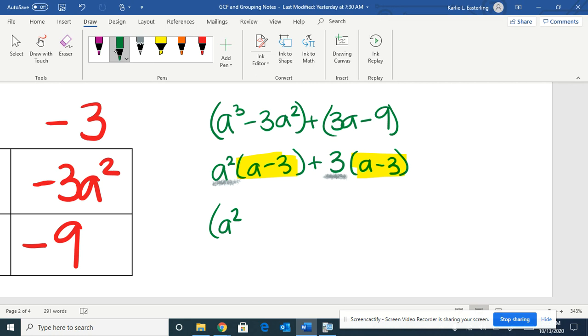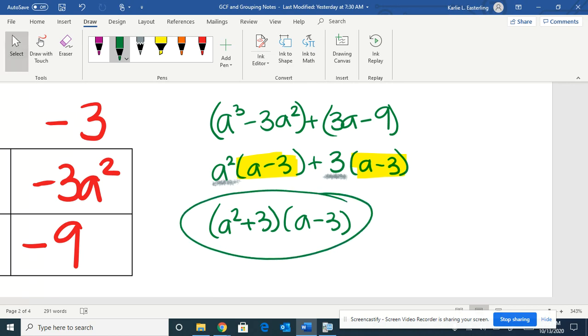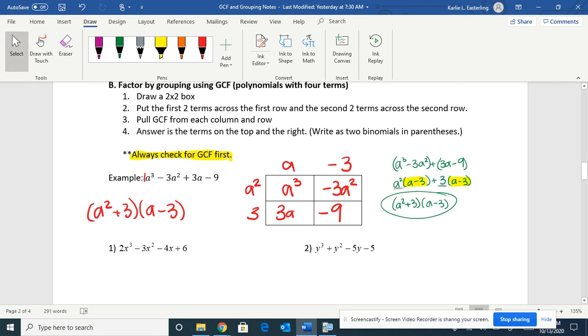So at this point, you are going to rewrite your greatest common factors as their own set. So we're looking at a squared plus 3. And then you write what's in your parentheses because they're the same thing, but you're only going to write it once. So a minus 3. And if you would like, you can multiply those binomials out and see that you will get the exact same answer. But that is your final answer there. It's got a few less steps, which kind of makes it nice. Because see, we got a squared plus 3 and a minus 3.